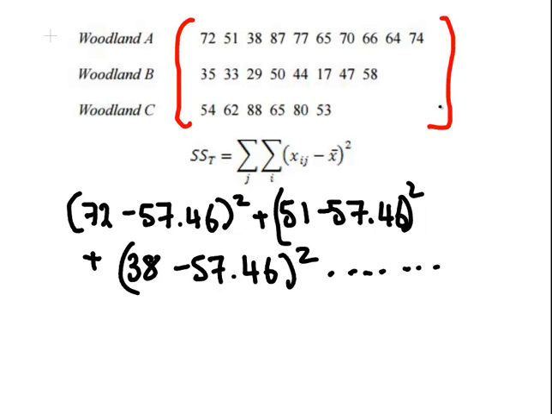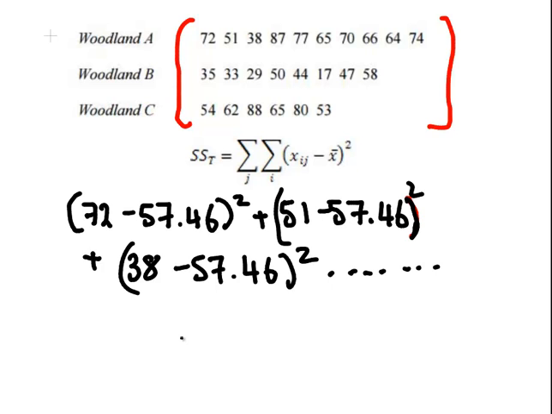Hopefully in a real exam you'll have a partially completed table, so you might be able to skip some of this stuff, but for the sake of this exercise we're just going to go at it as if we're doing it for real. Just a quick remark, where is this 57.46? Bit of revision, that is the grand mean of all 24 observations.